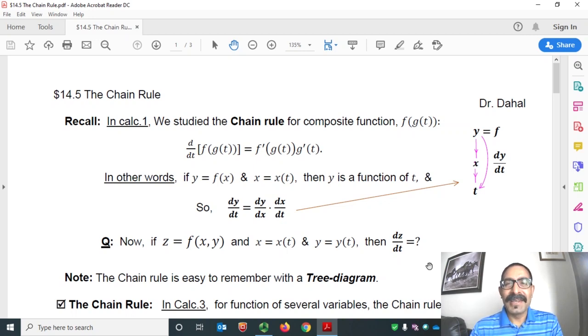In today's class, I'm going to cover section 14.5, the chain rule. Let me start the class right away.